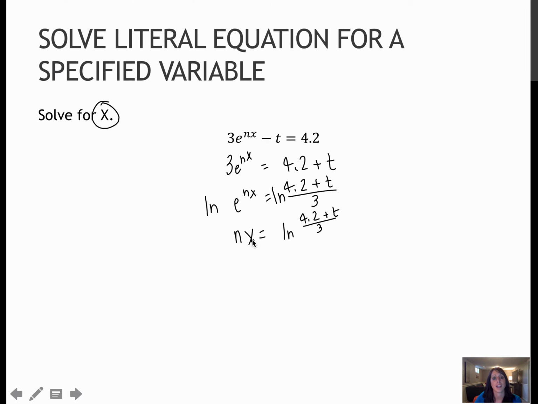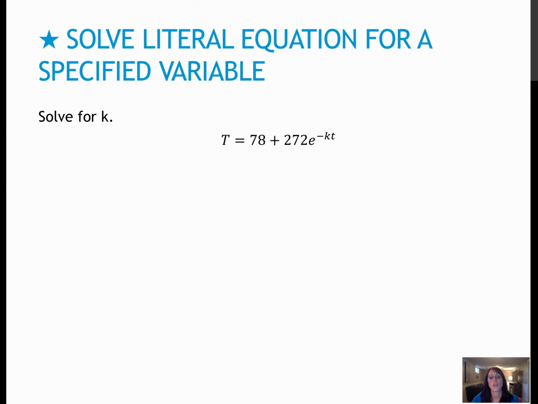And then of course I'm trying to get x by itself, so I'm going to divide by n. So I'm going to have x equals, and instead of writing all of that over n, I'll just put 1 over n. And then natural log of 4.2 plus t over 3. So this would be isolating x in that equation. Last one for you to try on your own, and then press play to check your work.